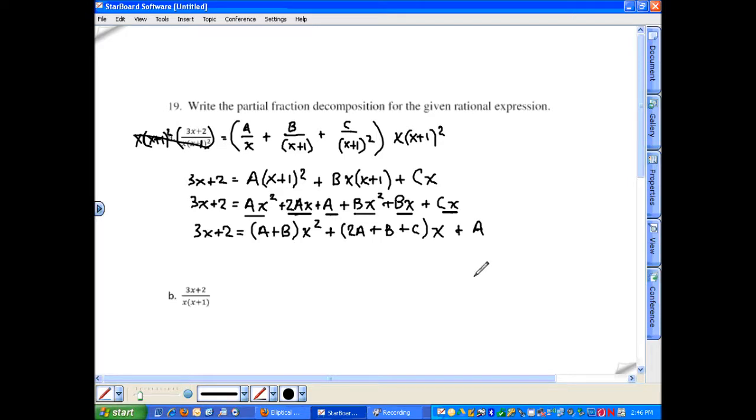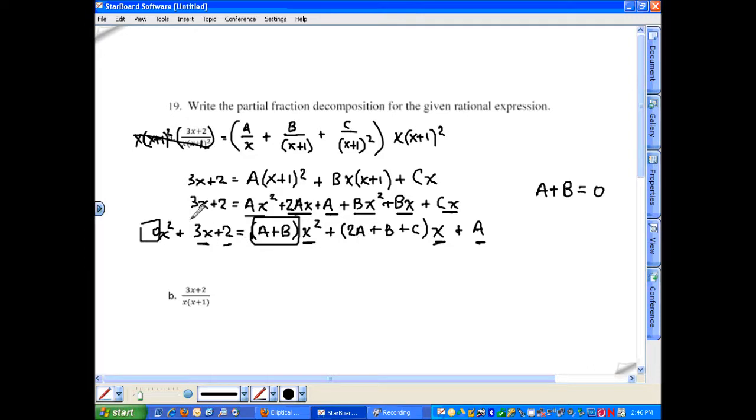Now we need to equate the coefficients. Okay, this right here, we have an x squared term, we have an x term, we have a constant. Over here we just have an x term and a constant, so we need to have an x squared term to compare it to the right side. The coefficient of this x squared term is 0. The coefficient of this x squared term is a plus b. So we conclude that a plus b is equal to 0.